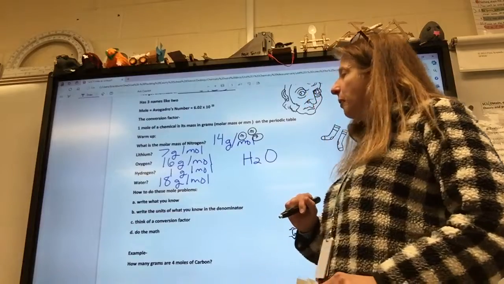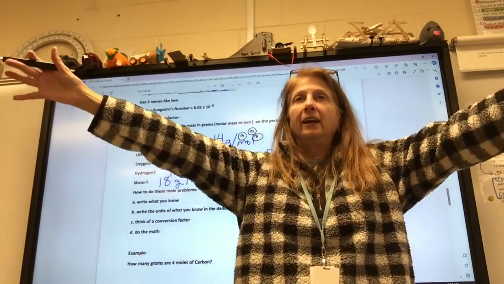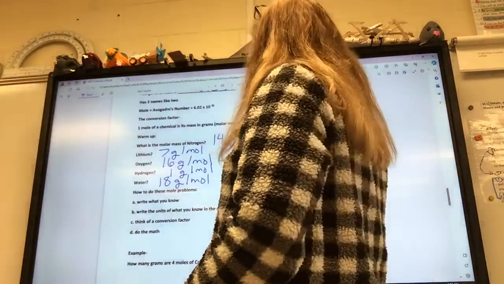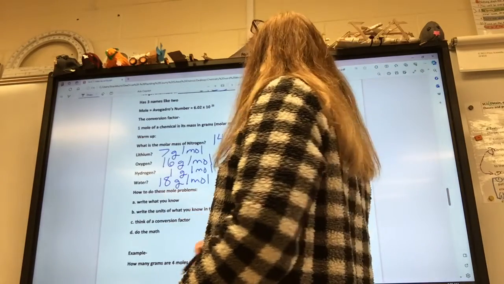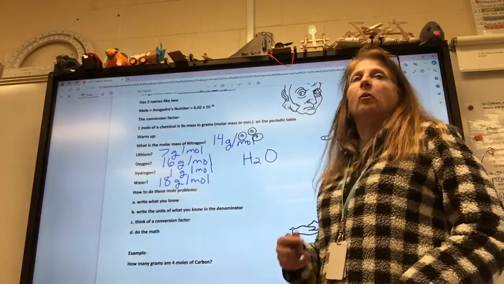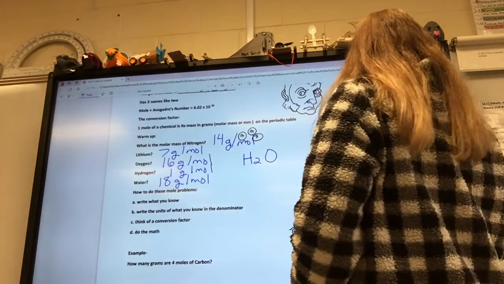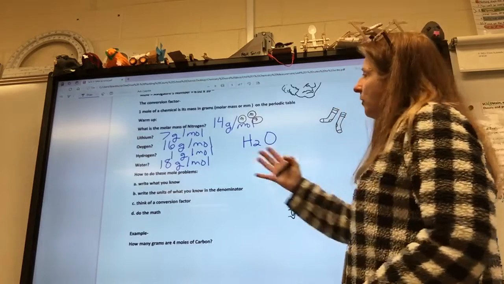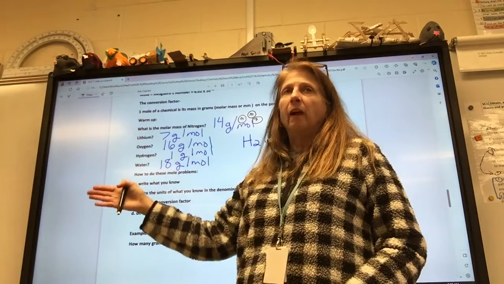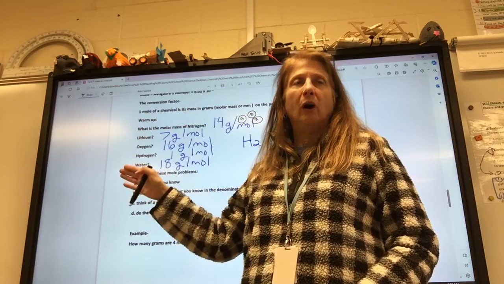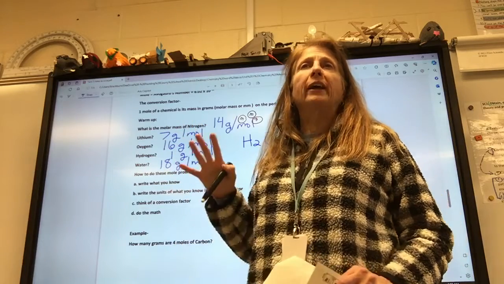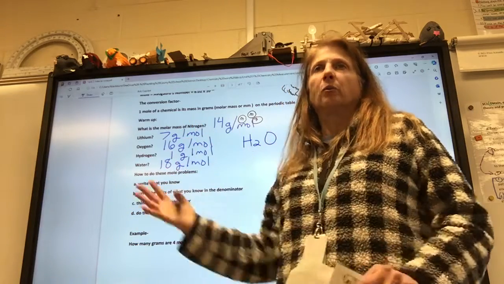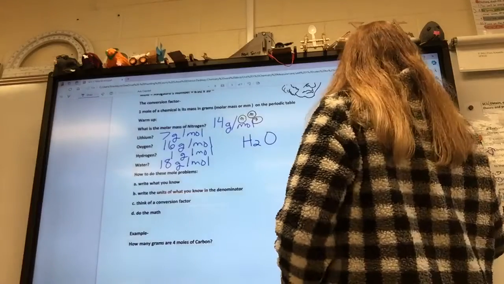Okay, so how do we do this problem? We write what we know, and then you write the units of what you want to know in the denominator. Think of a conversion factor, do the math. It's the same way. We'll be doing some problems with this. They're very similar. Because right now, this was all 1, but it won't always be 1 mole. Sometimes I might want to know how many grams is 3 moles. So we're going to set it up and do those problems.